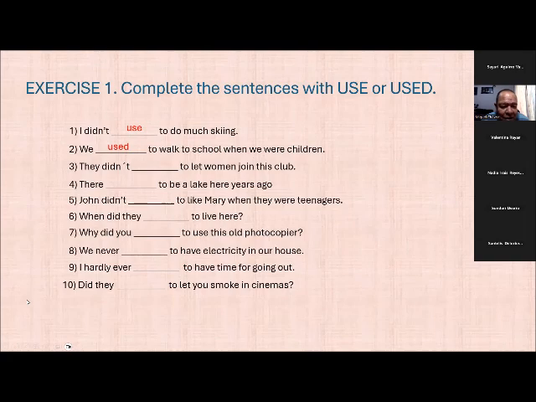Because you said "don't." Didn't. Exactly. They didn't. Remember, did is the auxiliary verb for past. Then they didn't, because you said don't. Okay? They didn't use to let women join this club. Okay. Yes, Sayuri? Thank you. Didn't. Remember, we are speaking in past. Okay? Next, please, number 4.